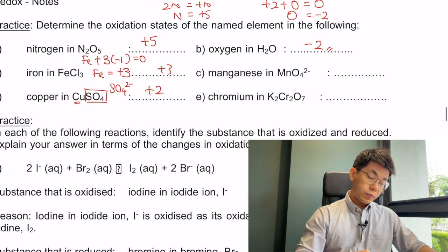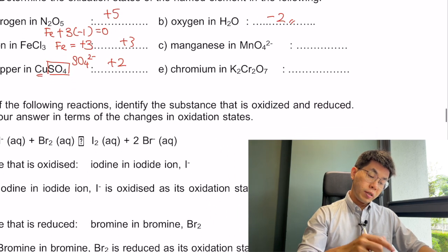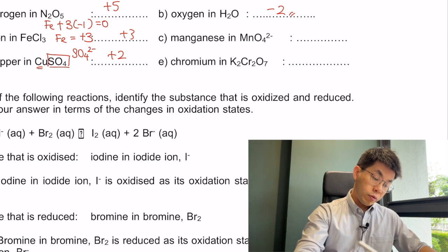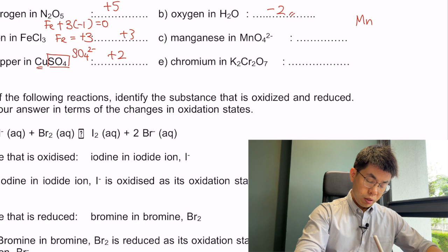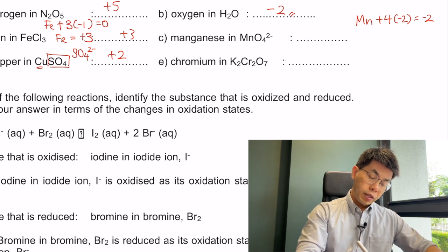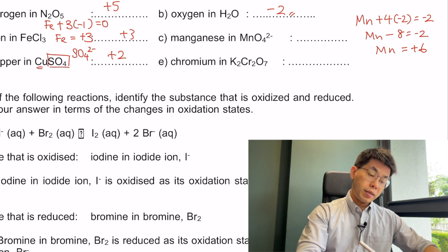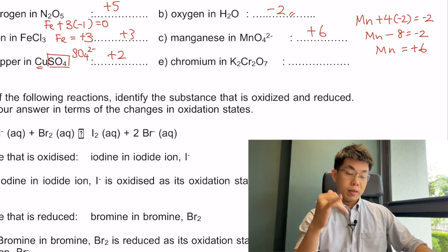All right, let's go to a slightly more challenging one, manganese. Over here I do not know what it is, so I'm going to write Mn, and then I have 4 oxygens, and the overall charge is -2. Then I can go Mn minus 8 equals -2. So over here, Mn is equal to +6. So this is manganese(VI).